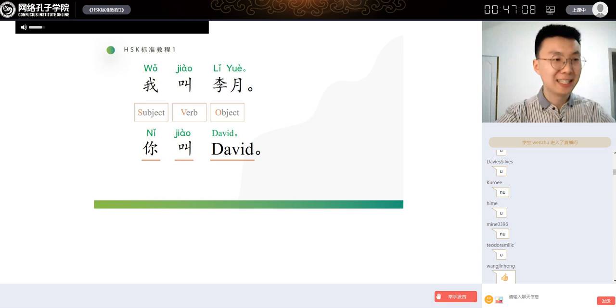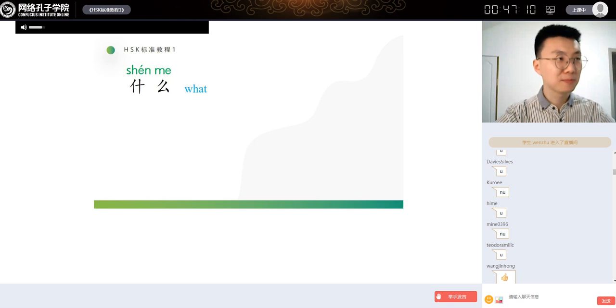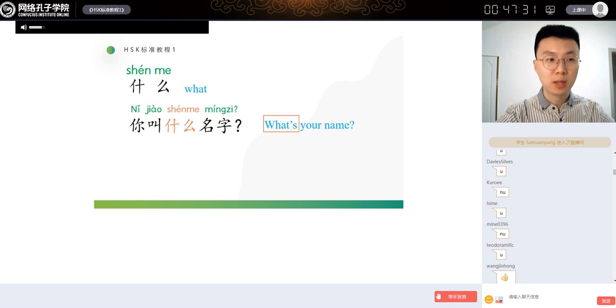You all have Chinese names. 你们好. Let's look at the next word. 什么 is a question word. We use 什么 to ask what. Let's look at this sentence. It's a question. 你叫什么名字? In English, it means what's your name? Let's compare these two sentences.